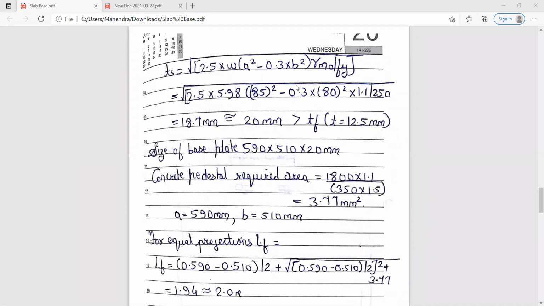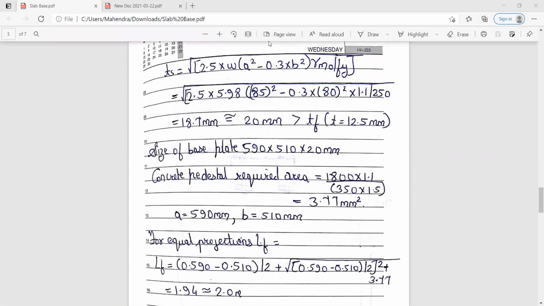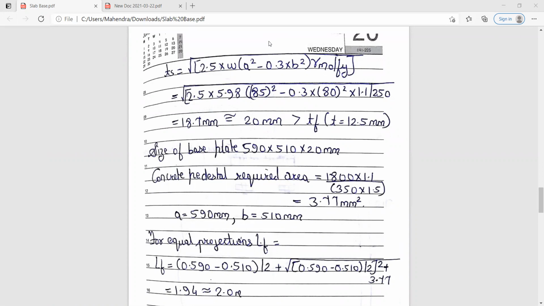For calculating thickness, you have the formula: square root of 2.5 into W into (a square minus 0.3 into b square) upon gamma m0 upon Fy. W you had already calculated; the value of W you got was 5.98. Then the smaller projection you had got, that is 85, minus 0.3 into b square. Again the projection b you got was 80, upon gamma m0. What is gamma m0? Gamma m0 is nothing but the partial safety factor, so into 1.1 upon Fy.